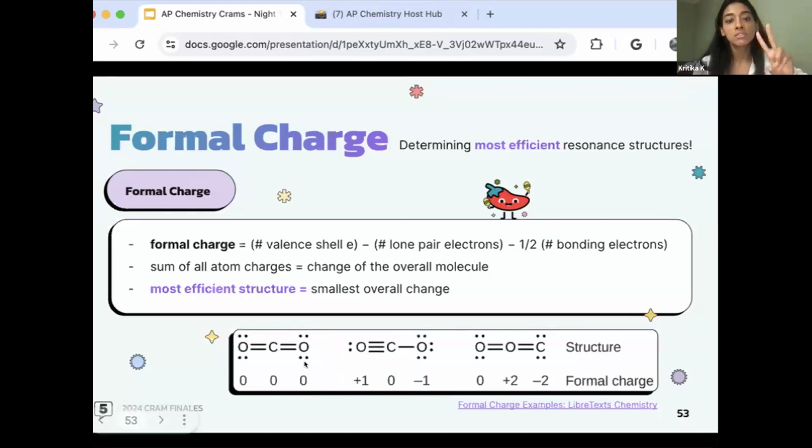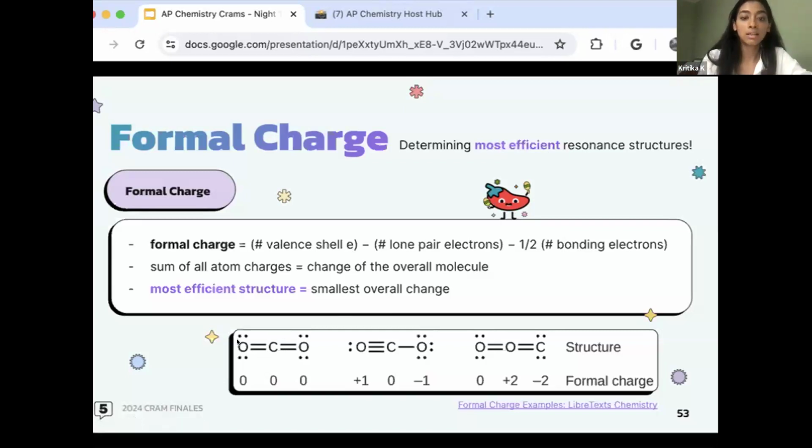And then you could either do 1/2 the number of bonding electrons. We have a double bond right here, which is 4 electrons being shared between the carbon and oxygen. So 1/2 of 4 is 2. So 2 minus 2 is 0. But the way I think about it is just the number of lines that you see. So 2 minus 2 lines is 0.